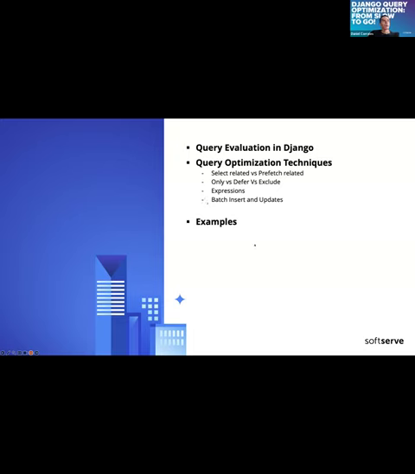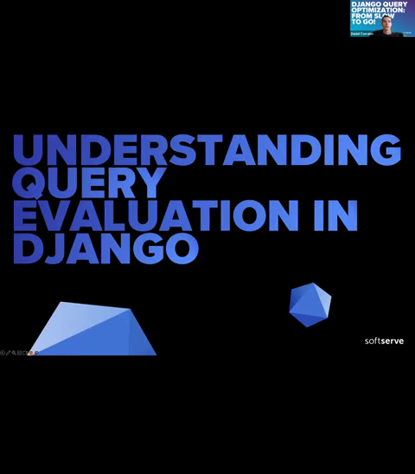And finally, we have two examples, and those examples are really interesting to see the difference. I used a library to check how many processes about the query set Django is using to get us a result from an API request. So let's continue with understanding query evaluation in Django.